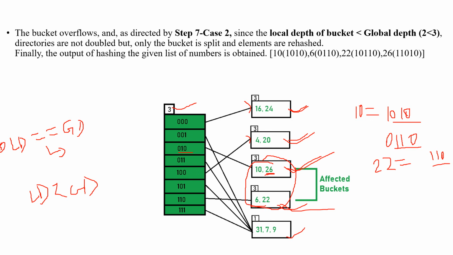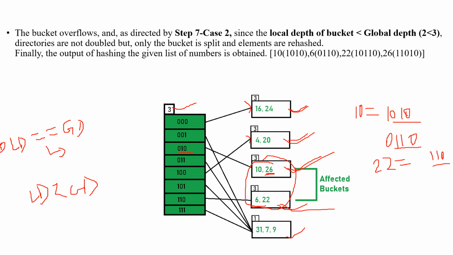The second thing I will say is that whenever you insert an element in a bucket, just check the global depth. If the global depth is 2, take 2 LSB bits and store accordingly. If the global depth is 3, then take 3 LSB bits and then store. That is the second point. Third point, after splitting the bucket, you will see that the number of buckets is increased.